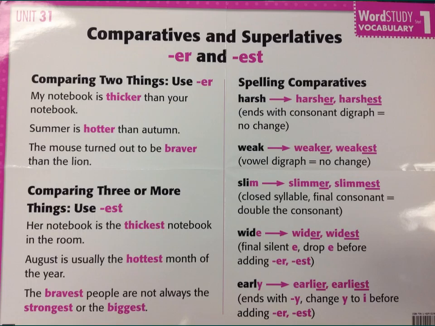Remember to refer to the poster if you need to remind yourself about the rules. Comparatives and superlatives, ER and EST. When you're comparing two things, you use ER. When you are comparing three or more things, you use EST. And we also have our rules about spelling the comparatives. Remember to refer to that when you're reading and writing this week.